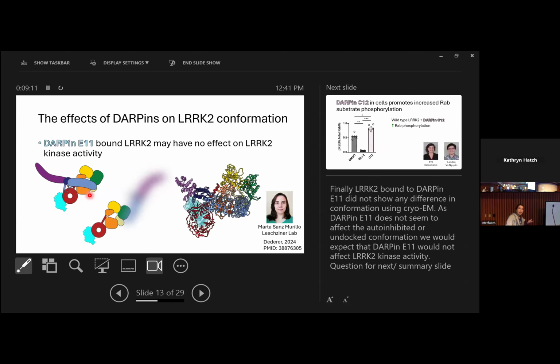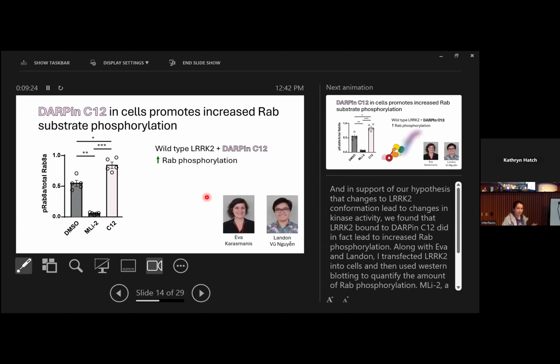DARPin E11, on the other hand, although it binds to a very similar position on the WD40 domain, it doesn't actually inhibit or interfere with where that arm is docking at all. And so, of course, the next step was to see, well, do these DARPins affect LRRK2 kinase activity in full-length LRRK2 in cells?